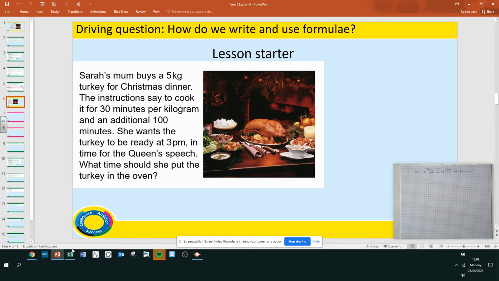Welcome, Term 5, Lesson 6. How do we write and use formulae? Format for the lesson is the same as the last lesson. Front slides are the questions used in this presentation.